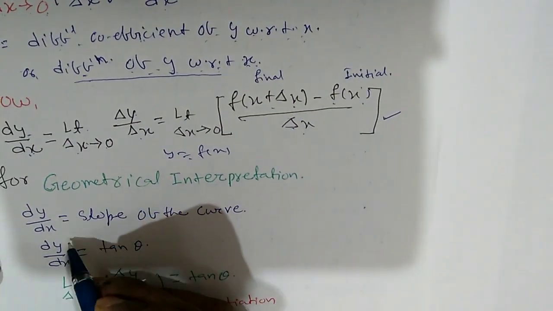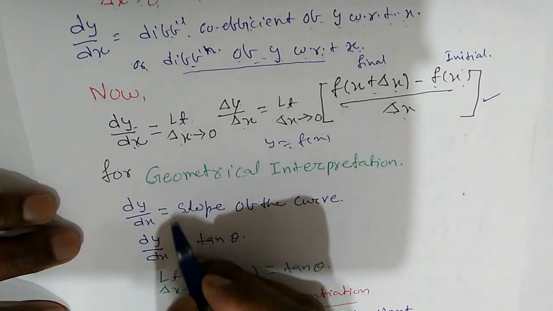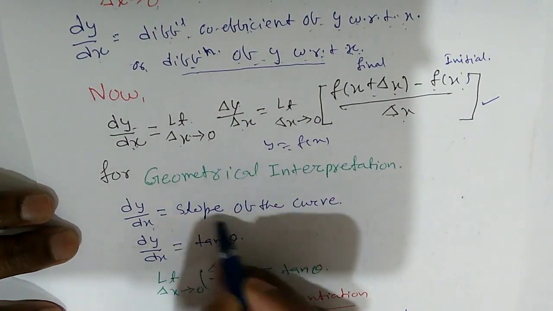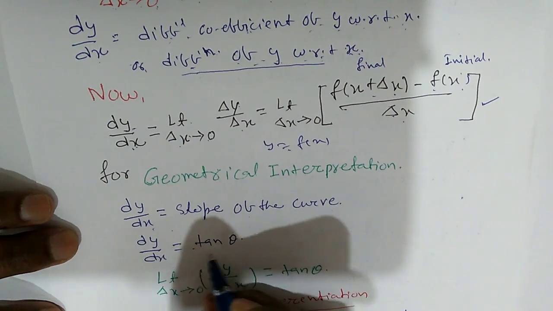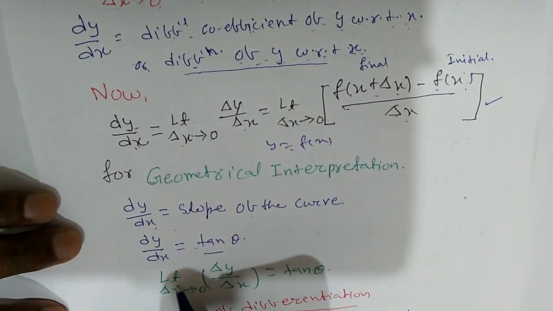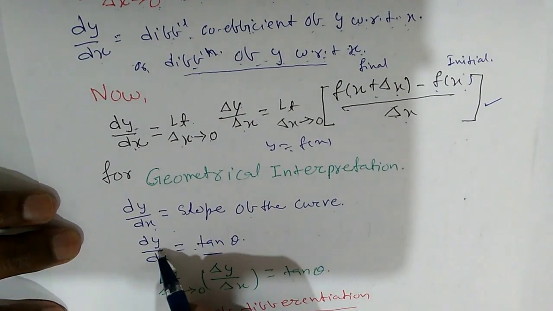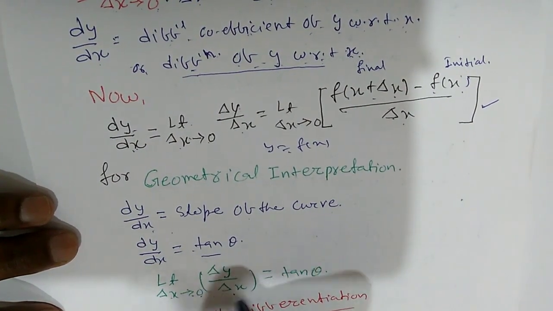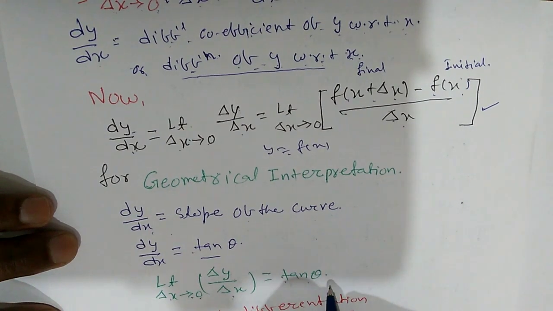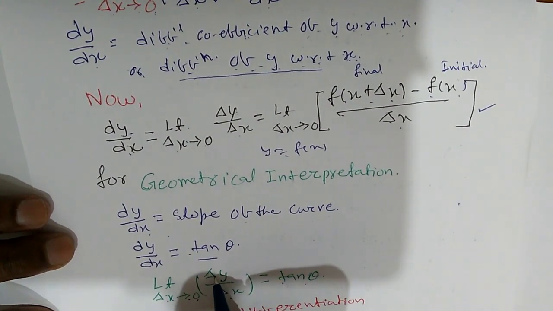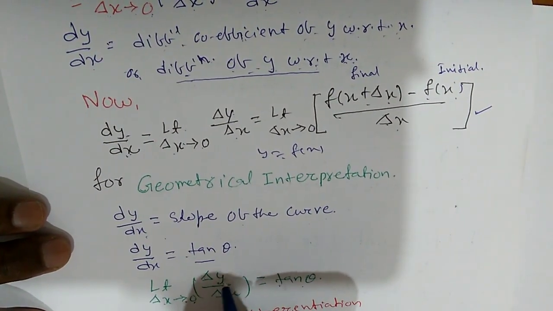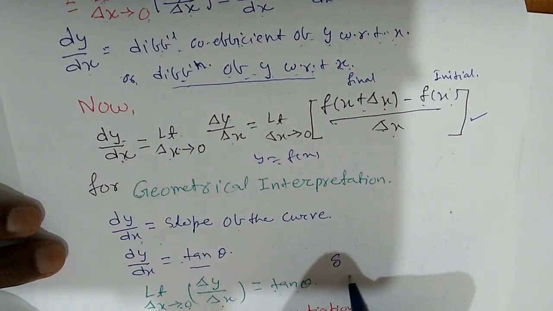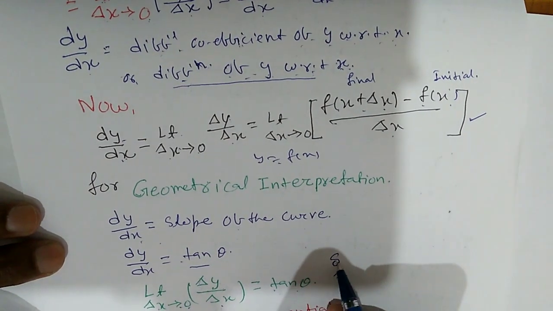Write like this: dy/dx is the slope of the curve, and it is represented by tan theta. As we know, dy/dx is the limit as del x tends to 0 of del y upon del x, which is equal to tan theta. This del is another form, also a small del, and this one is also del.